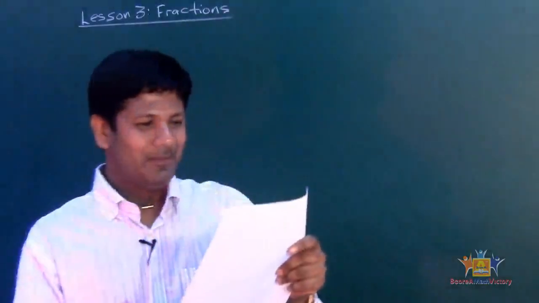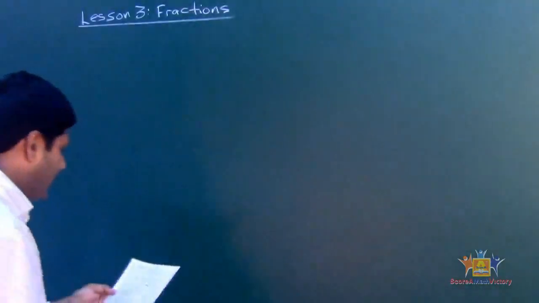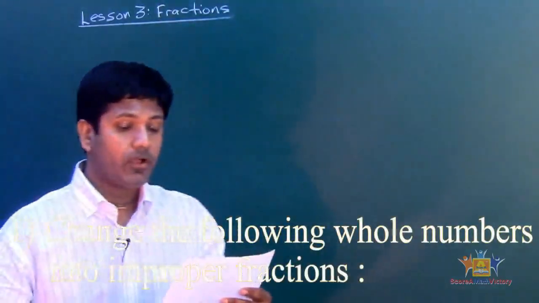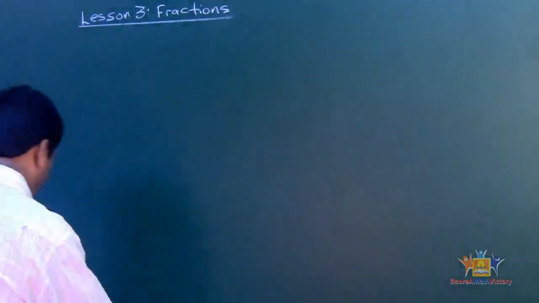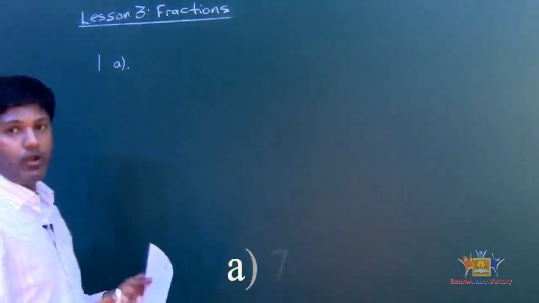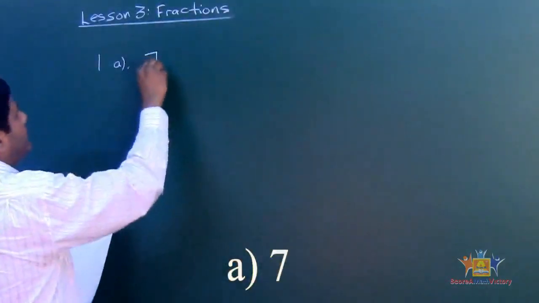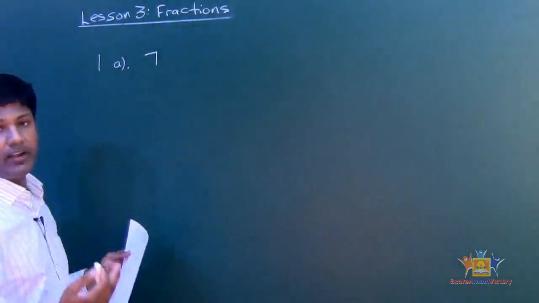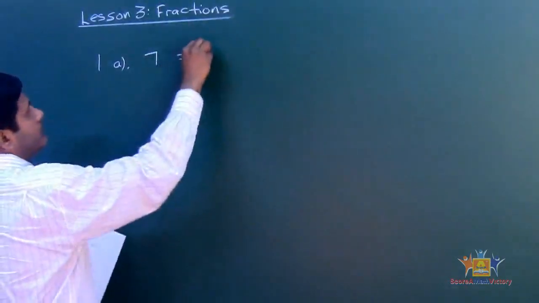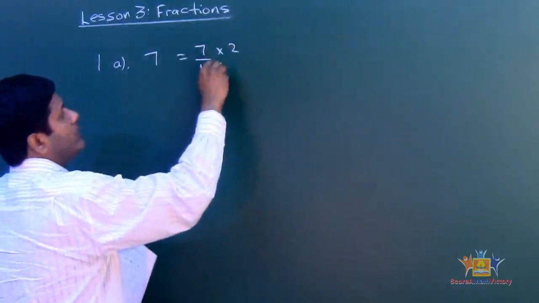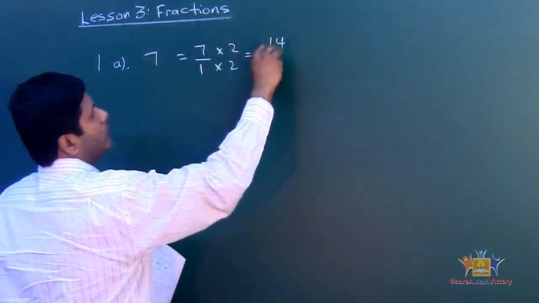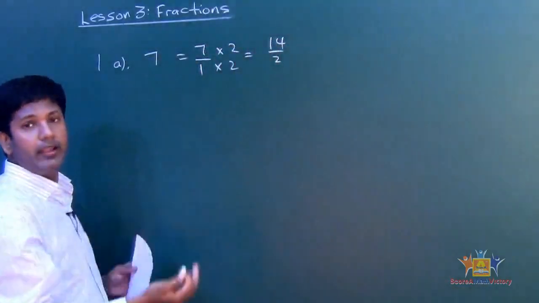Oh, good. Well, let's see. Wow, he got 4 questions, all right? Let's do it together. The first one says, change the following whole numbers into improper fractions. So we're given question 1a. They gave us 7, and they want us to express that as an improper fraction. Right there, 7 over 1. Or you can even multiply with any numbers you want. You can also put it as 14 over 2. See that?